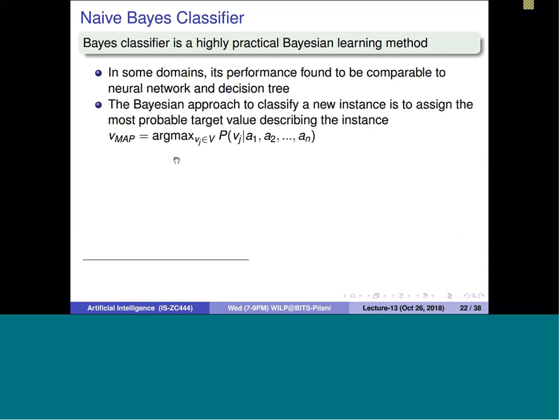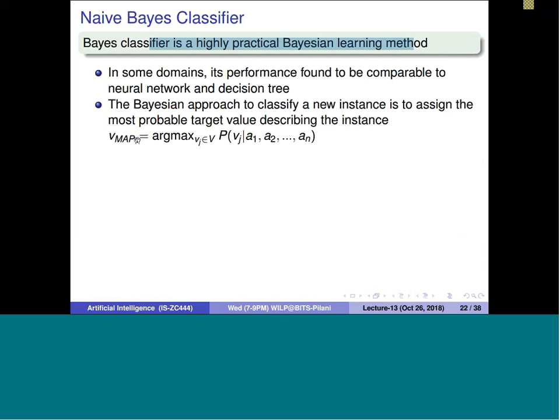All right, another classifier that we are going to see is the naive Bayes classifier. Okay, the next method is the naive Bayes classifier. The naive Bayes classifier is a highly practical Bayesian learning method, and its performance is going to be near to the neural network and the decision tree.